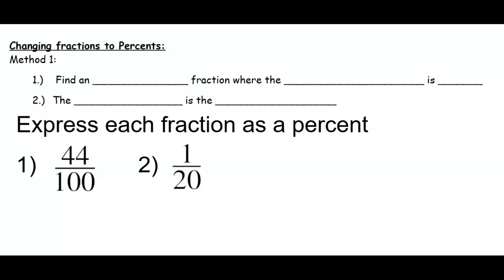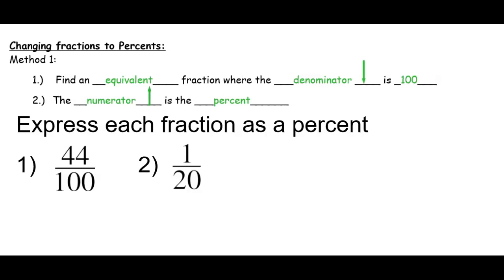So we're looking at changing percents to fractions and fractions to percents and things like that. So we're going to start with fractions to percents. And our first method is to find an equivalent fraction, or a fraction that's exactly the same, where the denominator, that's the down here, is 100, and the numerator is the percent. And so if we have one like number 1, where my denominator is already 100, then I can just read this off as 44%. Okay.